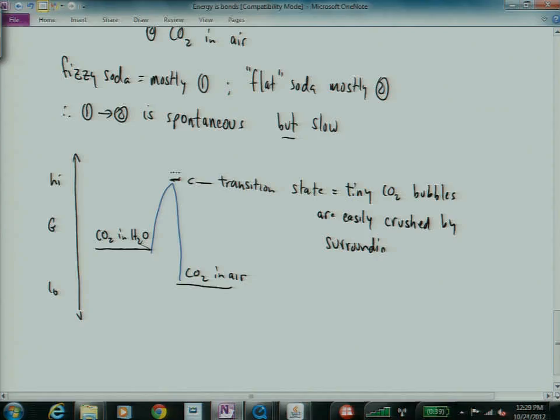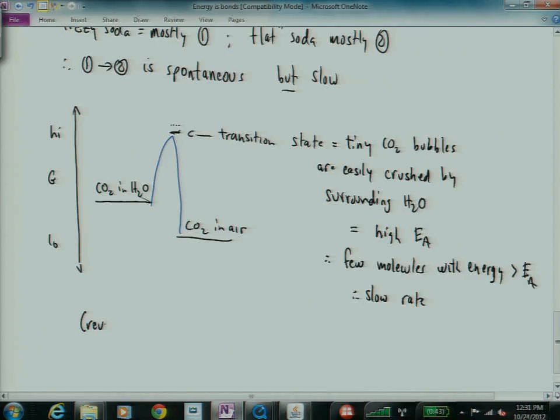There's a couple of notes about this. This is a reversible process. That is, you can put fizz in soda, but it requires energy input. That is pressure. You've got to squeeze it in.